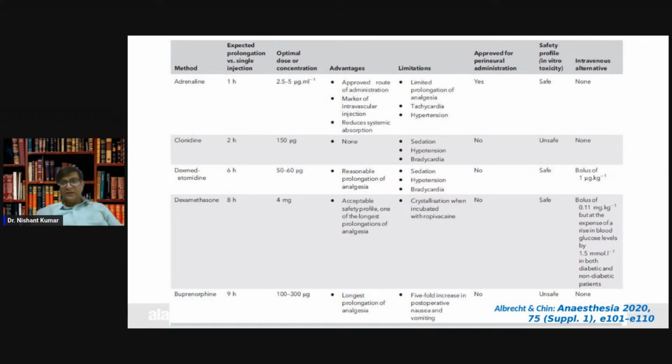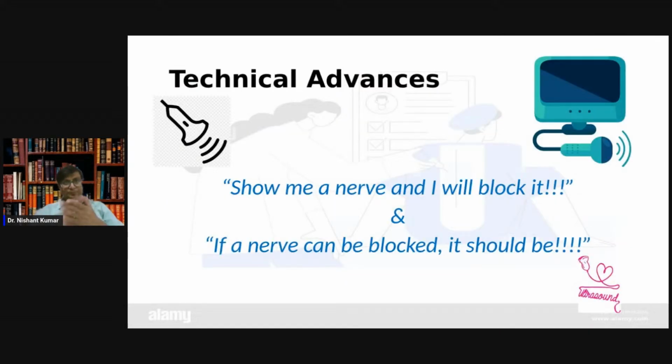Then clonidine, sedation, hypertension, bradycardia, not commonly used. Buprenorphine, no, excellent drug, but then causes an intense increase in nausea and vomiting, so maybe a limiting factor. So that leaves us with dexmedetomidine and dexamethasone as the ideal additives.